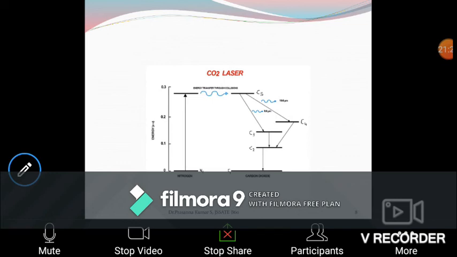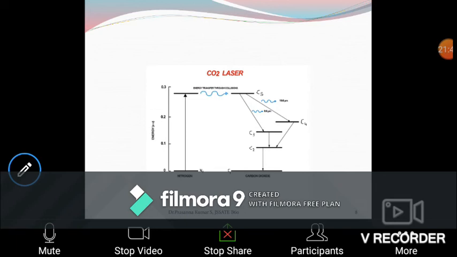Any spontaneously created photon will create a bunch of photons. You know that. So this completes the cycle: the nitrogen atom picks up energy, goes to N2, then transfers energy to C5. There you have the photon, that is a laser. Then the molecule comes down to C1. That is one cycle.